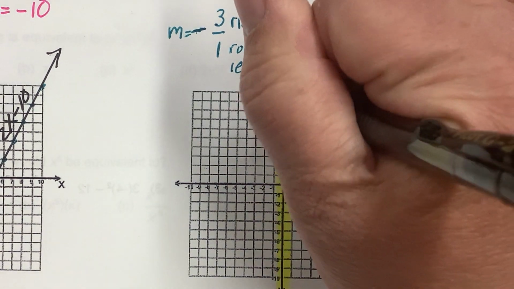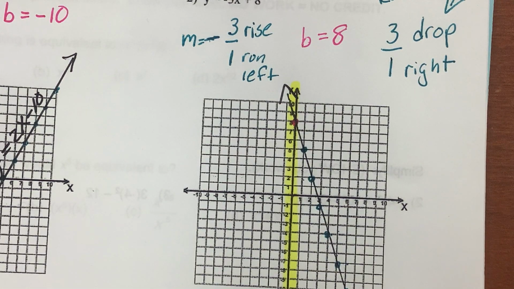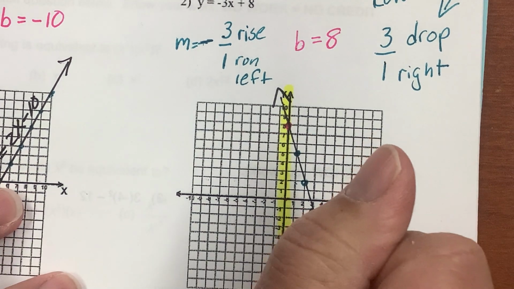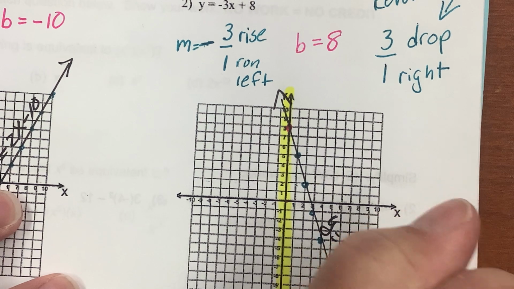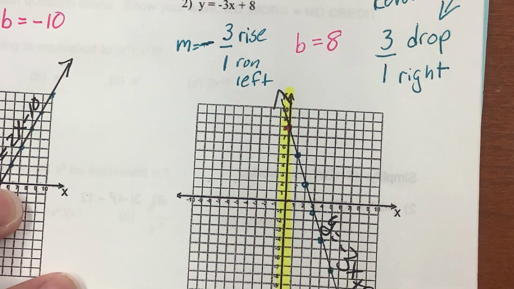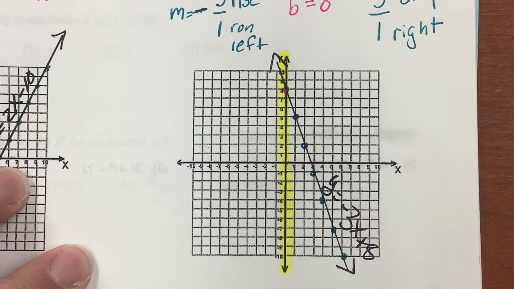Arrow on both sides. And now I'm going to write my equation on my line. y equals negative 3x plus 8. That looks nice, doesn't it? Okay, let's do the next one.